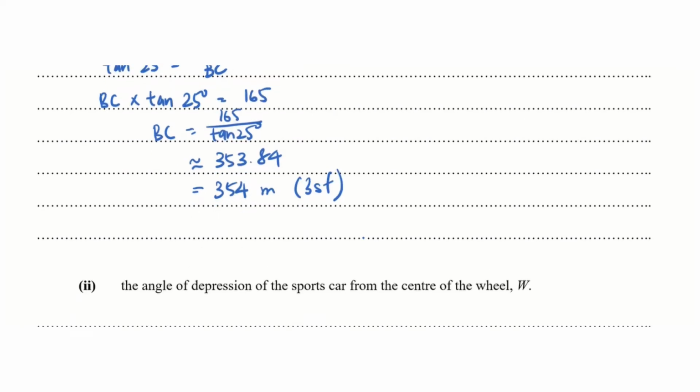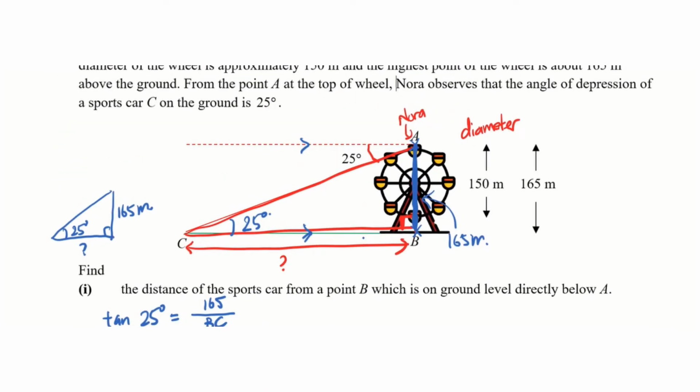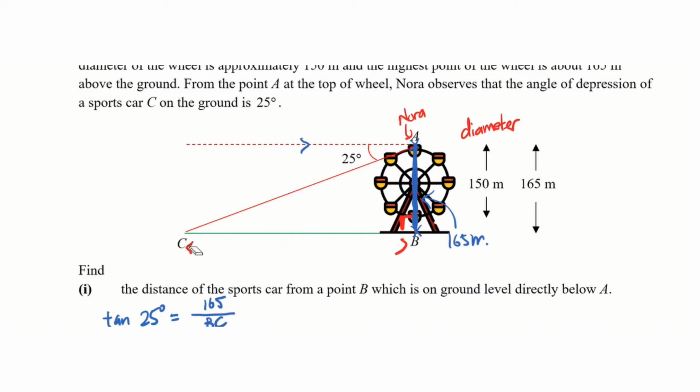The question wants us to find the angle of depression of the sports car from the center of the wheel instead. So let me go back to the diagram. Let me erase the previous working so that we have a clean diagram to illustrate on. Question 2 is the angle of depression of the sports car from the center of the wheel. The center of the wheel is over here. Let me mark it up. Okay, this is the center of the wheel.